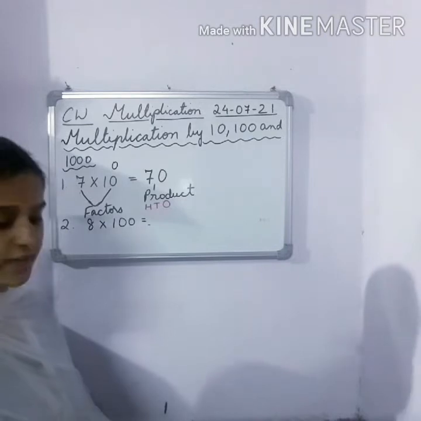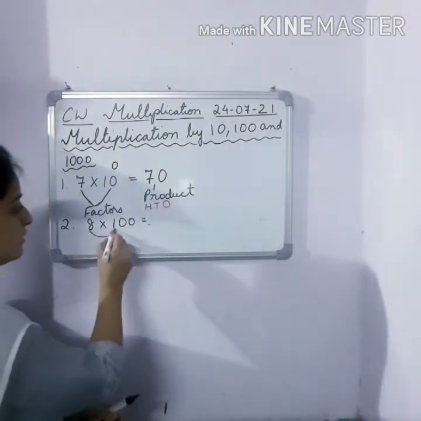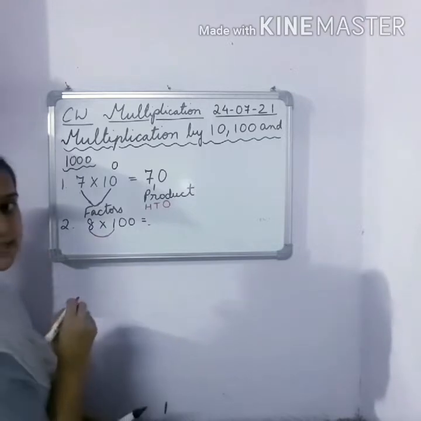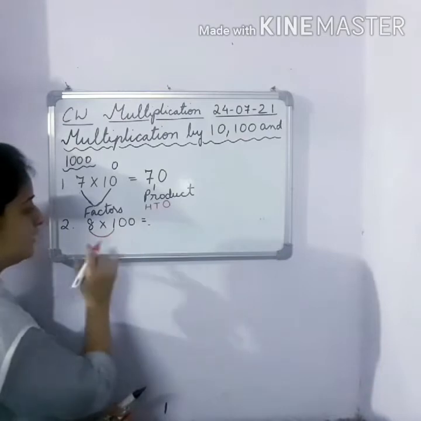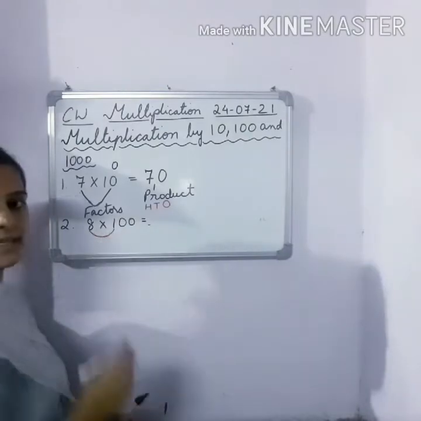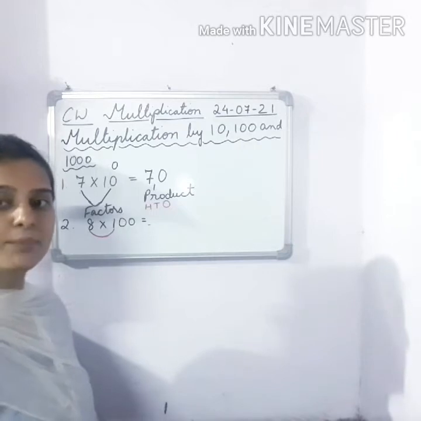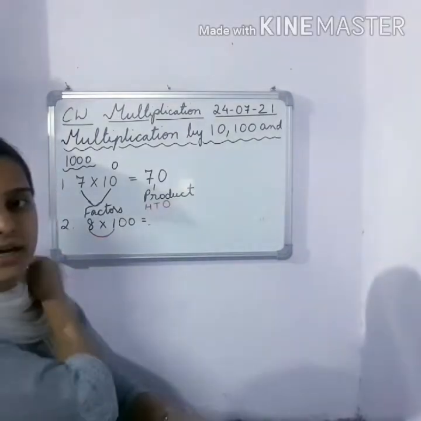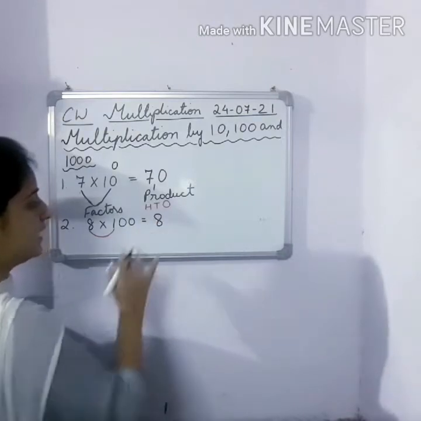8 into 100. So first what we will do, children? First we will multiply the numbers. That is 8. We will not think of zeros, children. We'll just see the numbers. That is 8 and 1. So any number multiplied by 1, the product is the number itself, right? So 8 ones are 8.